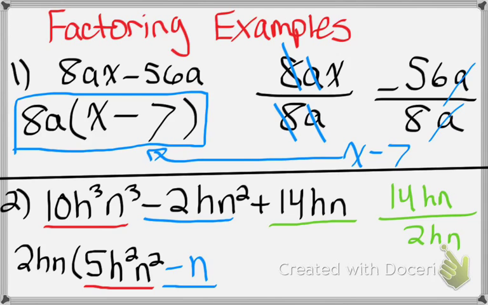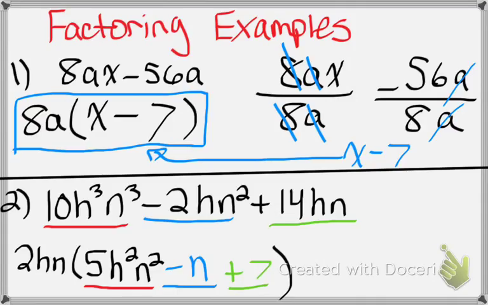14hn divided by 2n. Well, 14 divided by 2 is 7. The h's cancel out, and the n's cancel out. Oh, so it looks like you're left with just 7. And it's a positive 7, so it's going to be plus 7, just like that. All right, so you're done. You have factored this polynomial.